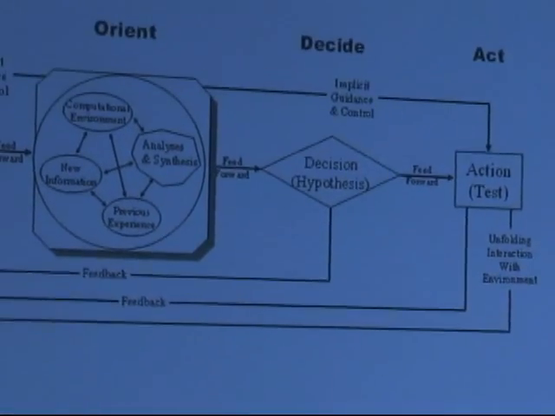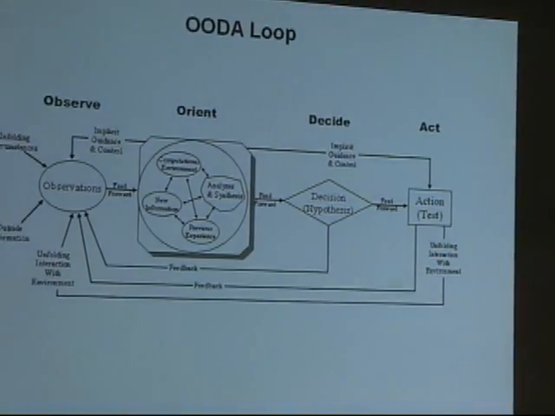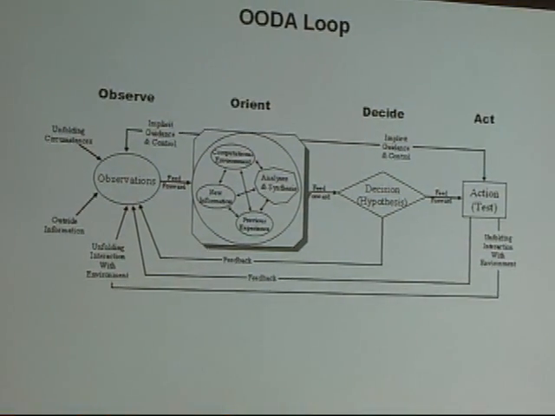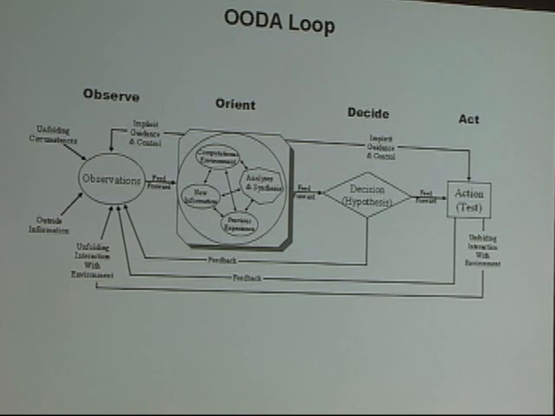So essentially, this loop says, I'm going to make observations. Then, dependent upon my orientation, I'm going to generate a course of action, and then I'm going to make a decision on that course of action, and then affect that course of action. Now, it was designed for a human, so there's an implicit learning.